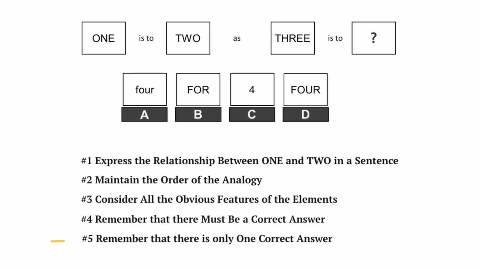And then similarly, we have rule number 5. Remember that there is only one correct answer. So you can be sure not only that you aren't being tricked and that there actually is a correct answer, but actually there is a single correct answer. So if multiple answer options seem to fit the bill, then you may want to reconsider how you are understanding this analogy in order to get to the singular correct answer.